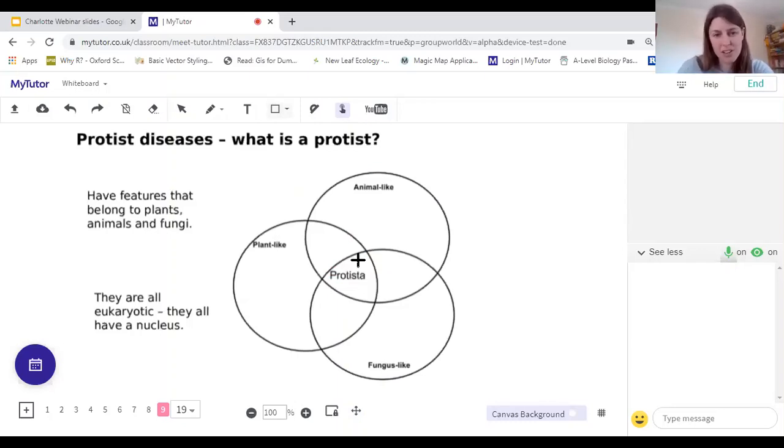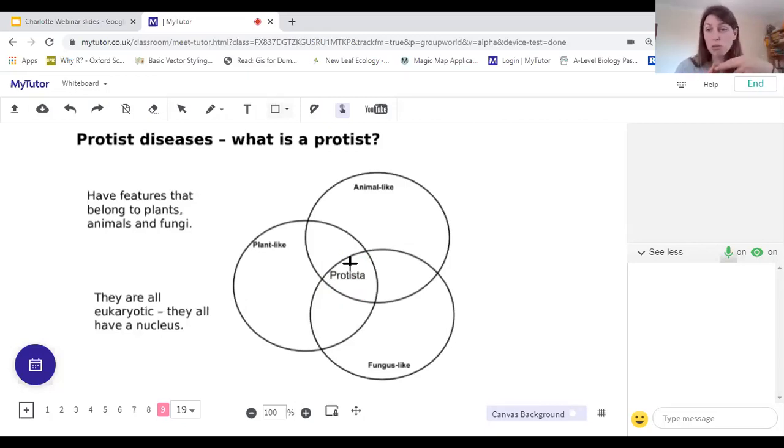They are odd things. But for now, we need to know that a protist is a type of organism that can be a pathogen and cause disease. And they're eukaryotic, so they are made up of cells, and they do have a nucleus, and they can have other features from different types of organisms as well.